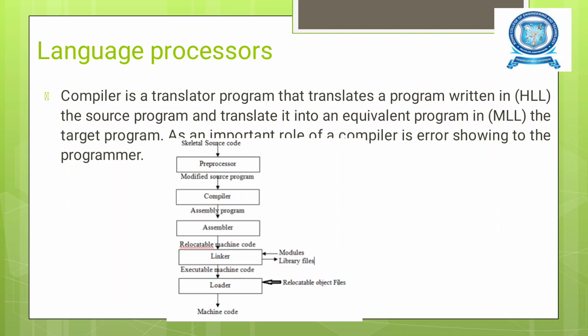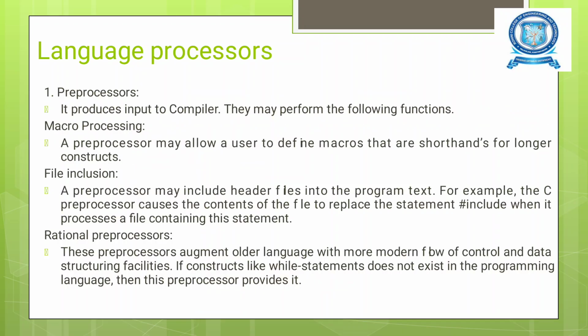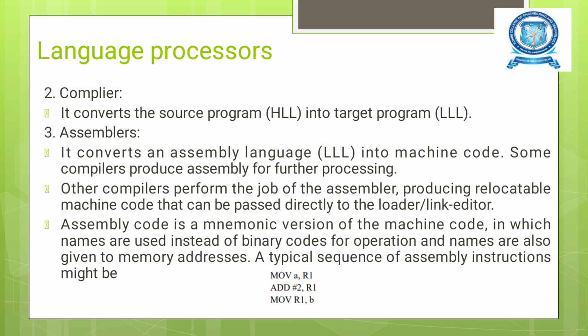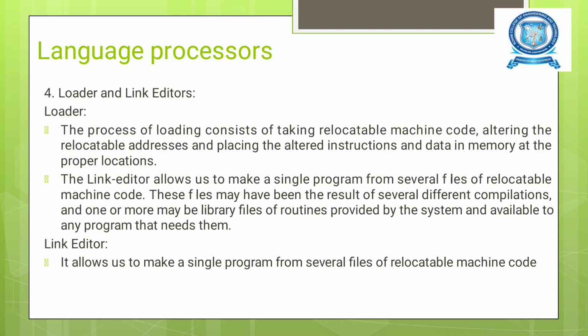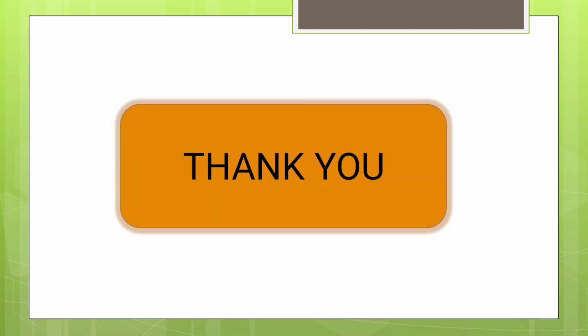Then the linker is also used for the subprograms, the necessary built-in functions used to run the corresponding programs. Finally we get a machine code. These are the cousins of compilers, used in language processing. So the main processors are the assembler, linker, loader, like that. Thank you.